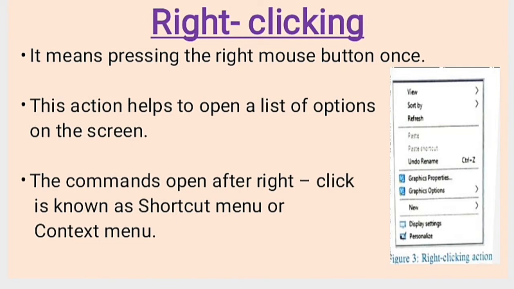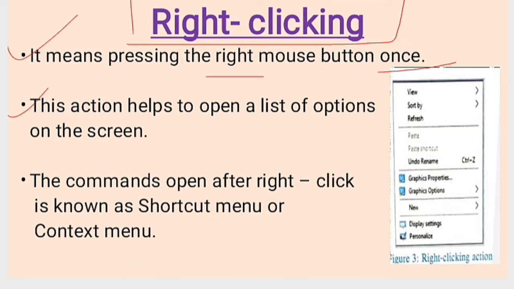Okay. So now the third action that we are going to learn is right clicking. We know what is clicking. We know what is double clicking. By name we already understood that right clicking means we have to click on the right side. It means pressing the right mouse button once. Clicking means a single time. So when we press the right button of the mouse once, that is basically right clicking.